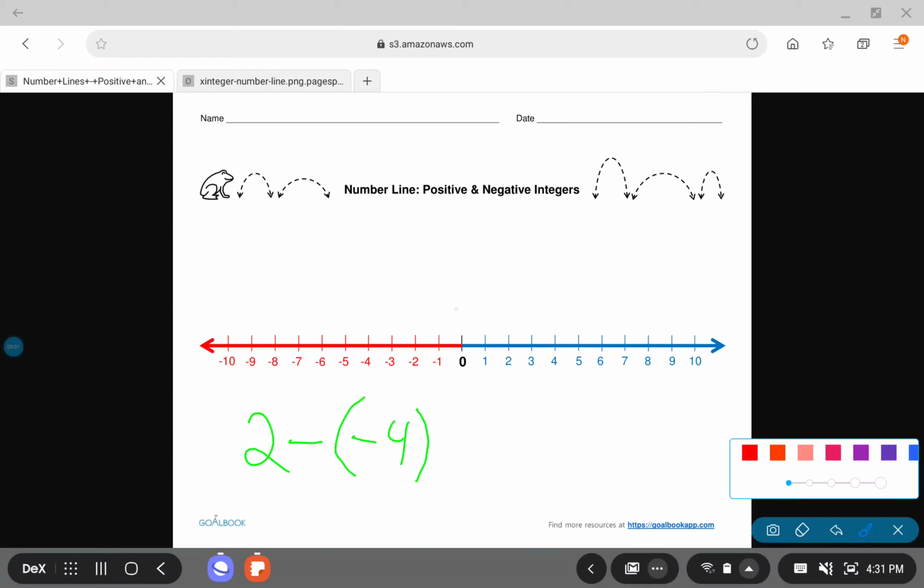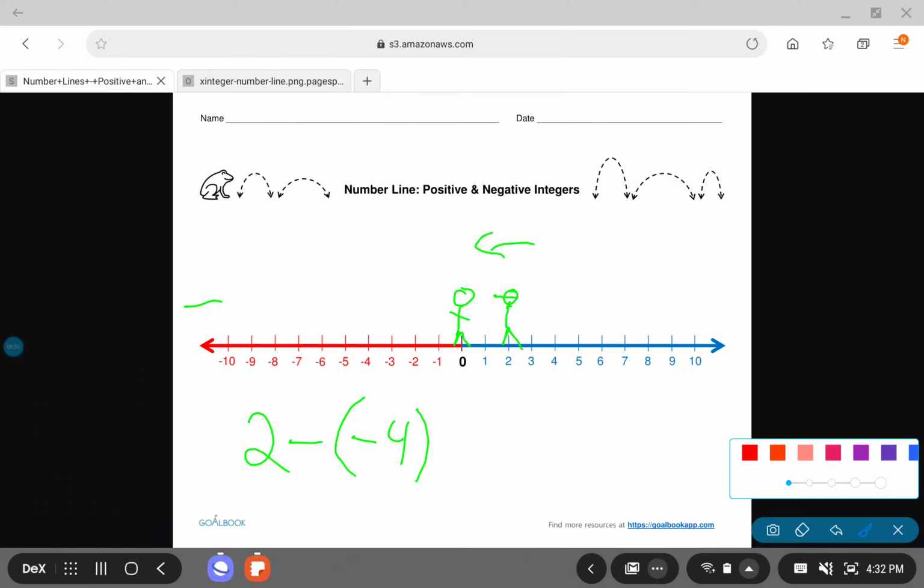So I'm starting off, my dude's at 0 because we haven't told him where to go yet. I see my problem starts with the number 2. So we're going to go ahead and put him at 2. And we need to know which way he's facing. So he's subtracting, which means he's going to face to the left in the negative direction. So I'm going to give him a little baseball cap. We know he's facing that way towards our negatives. So he is subtracting. He's moving in the negative direction to the left. And this time he's subtracting by negative 4.